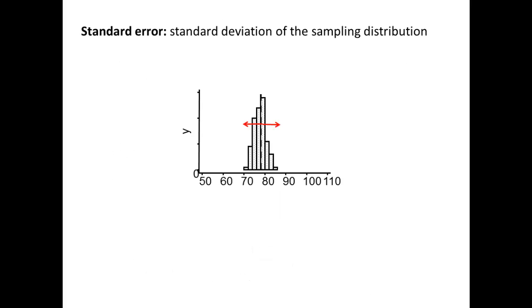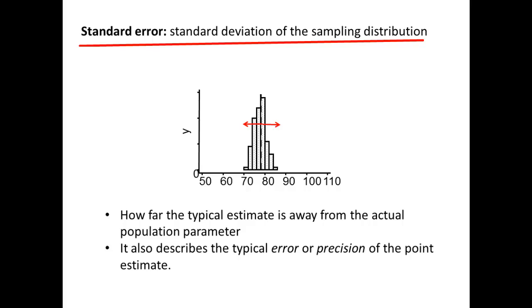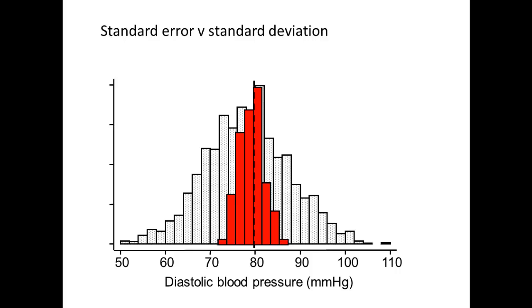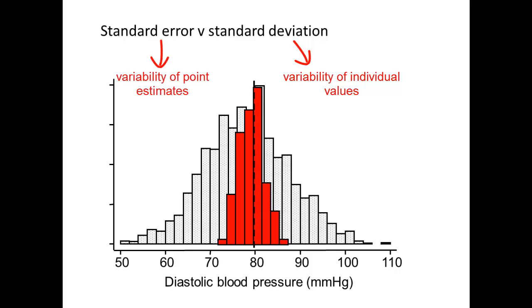This uncertainty is captured by the standard deviation of the sampling distribution, which we call the standard error. This tells us how far on average each estimate is away from the true population value. So the standard error is a measure of the typical error of the point estimate, or the precision of the point estimate. The standard error is not to be confused with the standard deviation. They're different. The standard deviation is a measure of variability of the individual values, while the standard error is a measure of the variability of the point estimates.